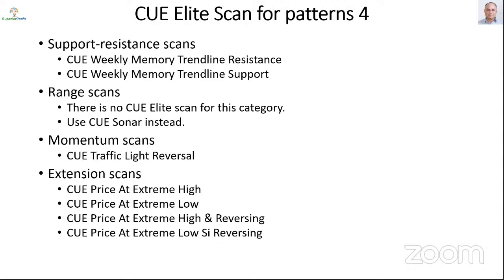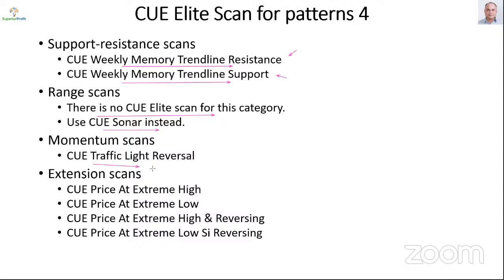Support resistance scans in QElite. Weekly memory trendline resistance, weekly memory trendline support. Again, you will run them only at the end of the week. Otherwise, it will not identify support resistance for the current week. Range scans, there is no QElite scan for range. Use Q Sonar instead.